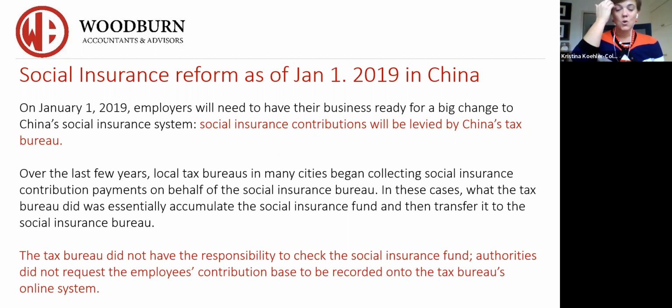And that was probably one of the biggest changes to the system in 2019, was really this change from moving from the Labor Bureau to the Tax Bureau. Okay.